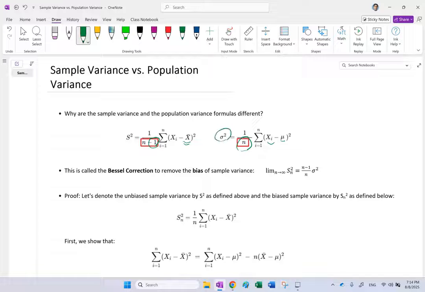So if sigma squared is the variance of the population and s squared is the variance of the sample, the question is, where does this 1 come from? Why are they not using the same formula?